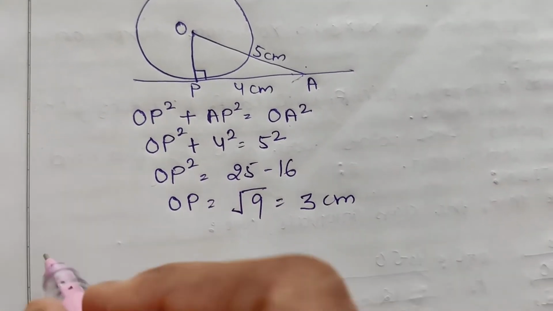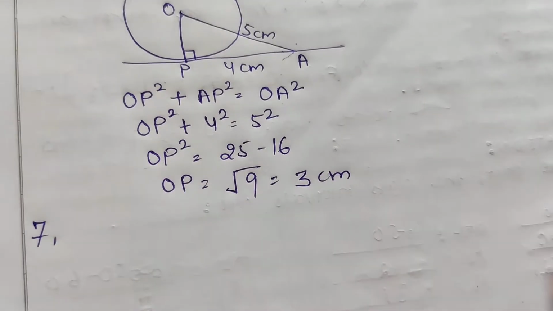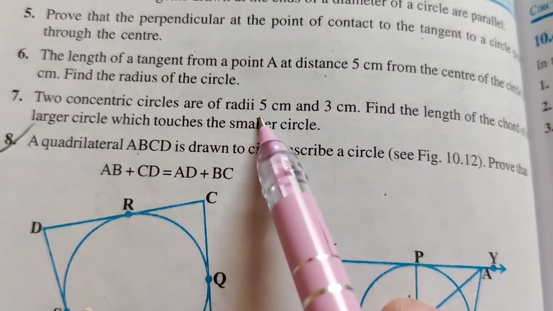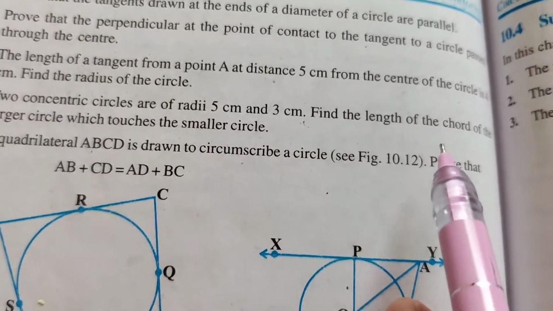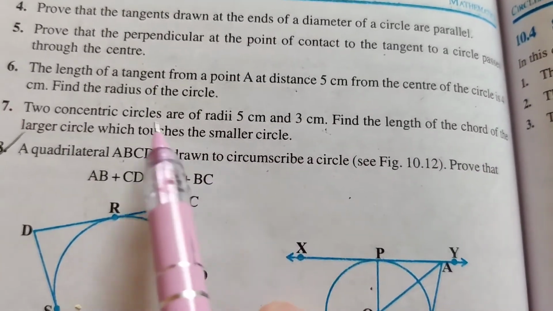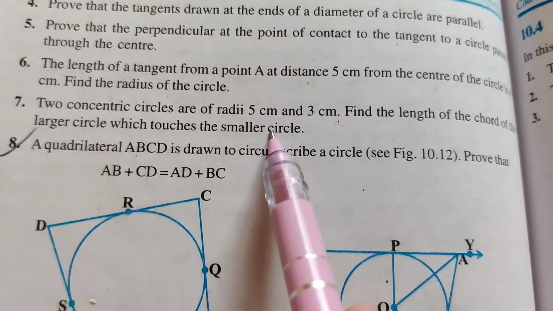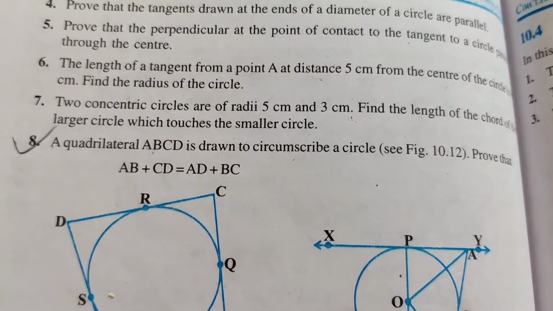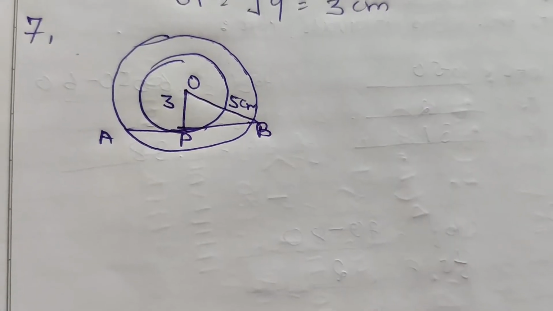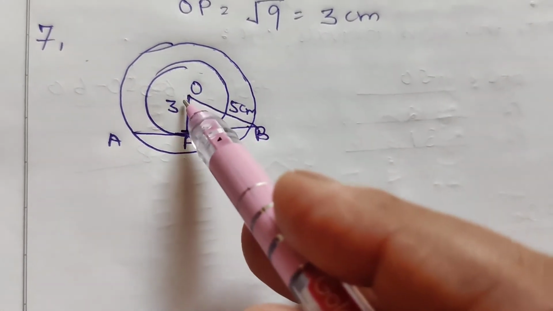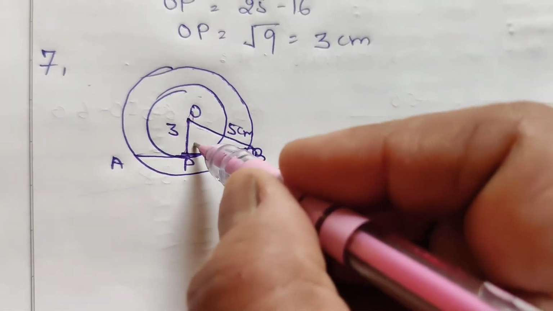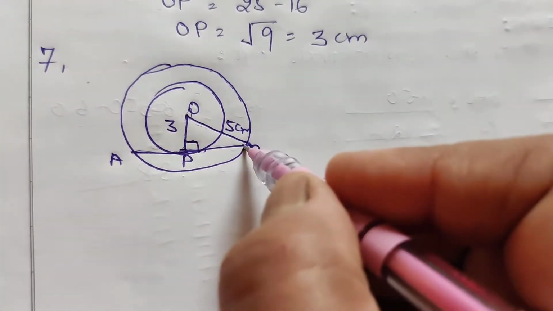Okay, next question. Question number 7. Two concentric circles are of radii 5 cm and 3 cm. Find the length of the chord of the larger circle which touches the smaller circle. Two concentric circles means having the same center. This is the figure. Two concentric circles, one with radius 3, another with radius 5. We have to find the chord length AB.